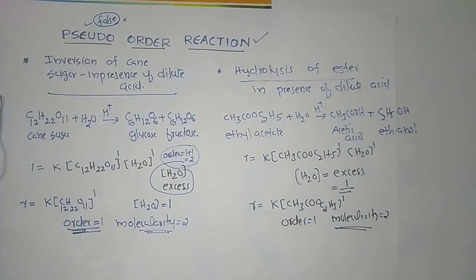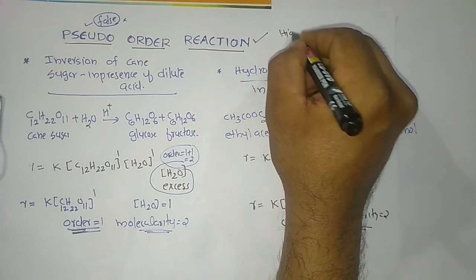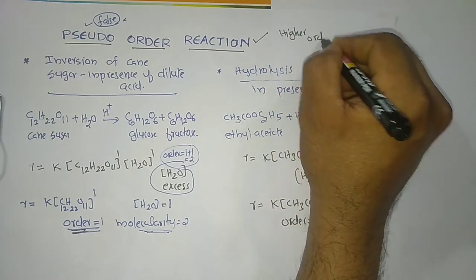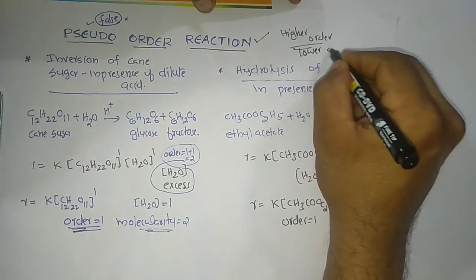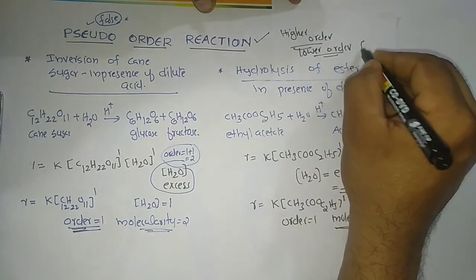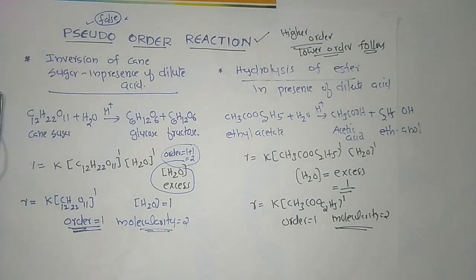What is pseudo order reaction? The chemical reaction which has a higher order but it follows lower order of kinetics. This is called pseudo order reaction. So what is pseudo order reaction? The chemical reaction which has a higher order but it follows lower order of kinetics.